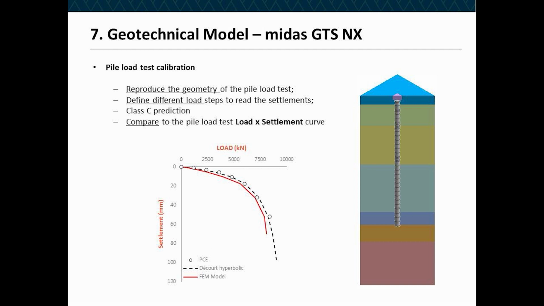Trying to obtain better values, we've done a pile load test calibration. Inside MIDAS GTS NX, we've created the finite element model to calibrate the load settlement behavior. The geometry of the pile was reproduced, different load steps were defined, and the pile parameters were changed through trial and error attempts. That's what we call a class C prediction, where parameters are changed looking for convergence with measured values.